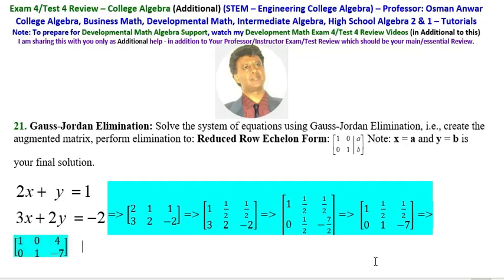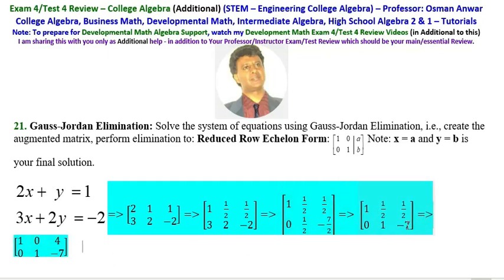Then we're going to change this to 0. To change this to 0, you're going to keep row number 2 as it is, 0, 1, minus 7. Then you're going to change this to 0. So you're going to multiply row number 2 by minus half and add it to row number 1. So this is 0, 1, minus 7. Minus half times 0 is 0. 0 plus 1 is 1. Minus half times 1 is minus half. Minus half plus half is 0.